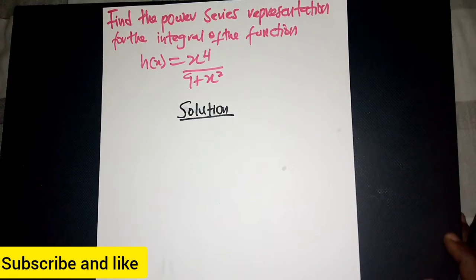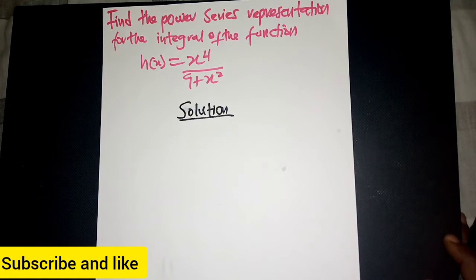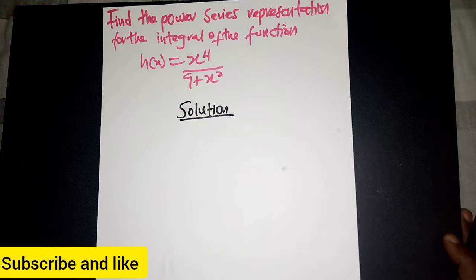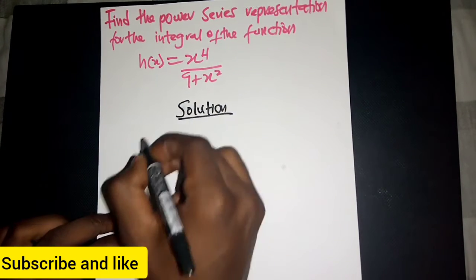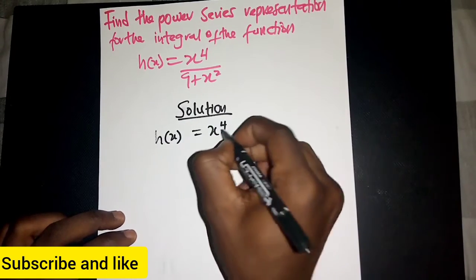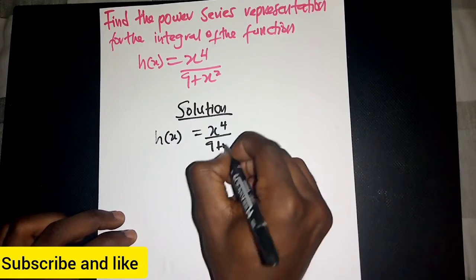Hello students, welcome once again. We have to find a power series representation for the integral of the function h of s equal to s to the power 4 divided by 9 plus s squared. So we are going to represent the function in power series, after which we will find the integral of the function. So let's start. We have h of x being equal to s to the power 4 divided by 9 plus s squared.